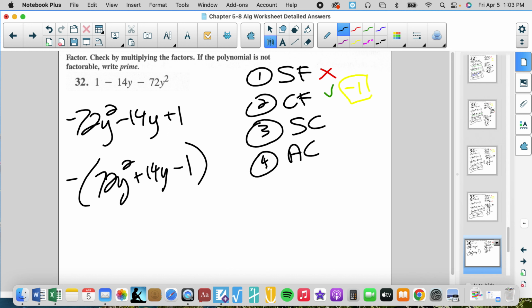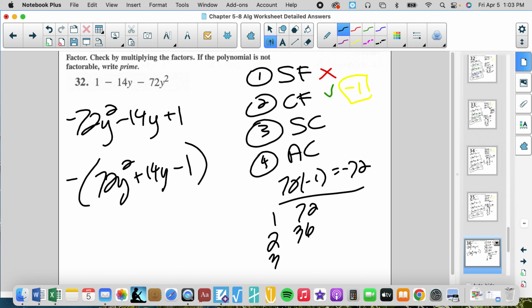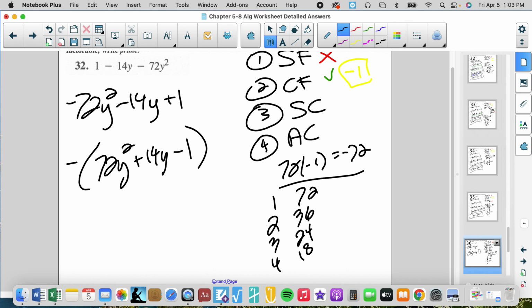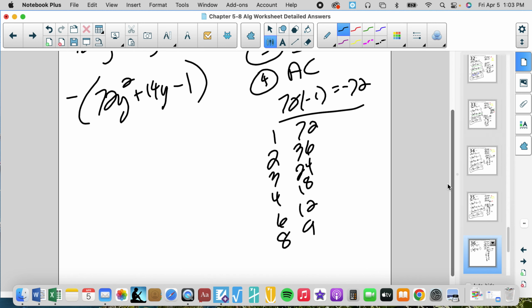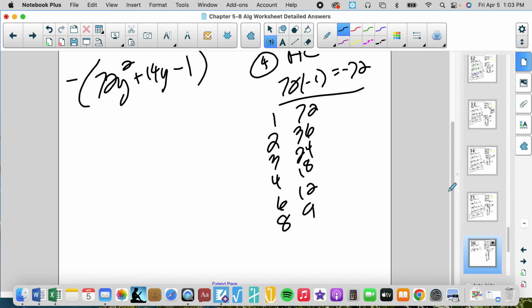A times c, 72 times negative 1 is negative 72. 1 and 72, 2 and 36, 3 and 24, 4 and 18, 5, no, 6 and 12, 7, 8 and 9. Signs are different. Bigger is positive. That gives me my 14.